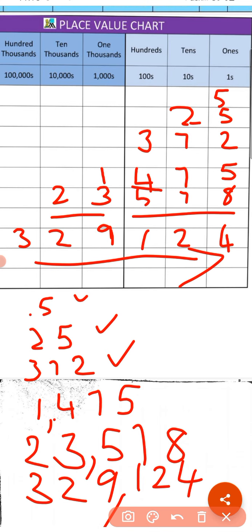Okay. So here first we are reading the number and the group name. First is a single digit number 5. Then 25, 2 digit number. Then 3 digit number 372. Then 4 digit number. Here 2 groups, thousands and ones. 1,475. In the next group, 23 thousands 578. Then in the last number, 329,124. Okay.